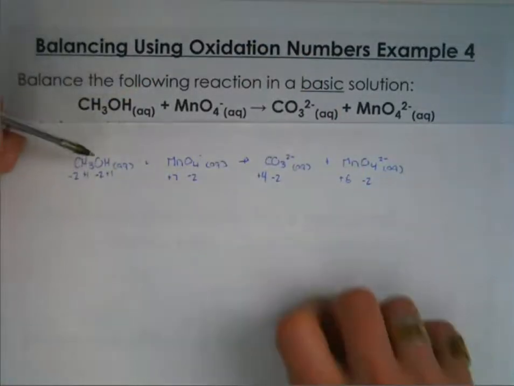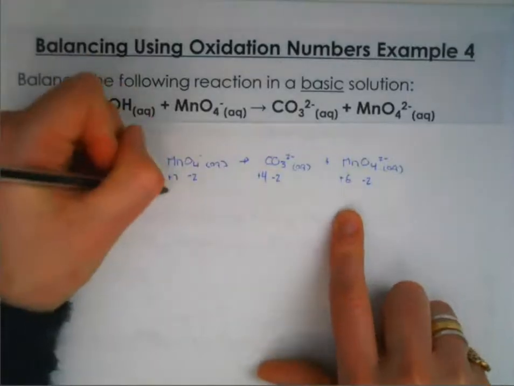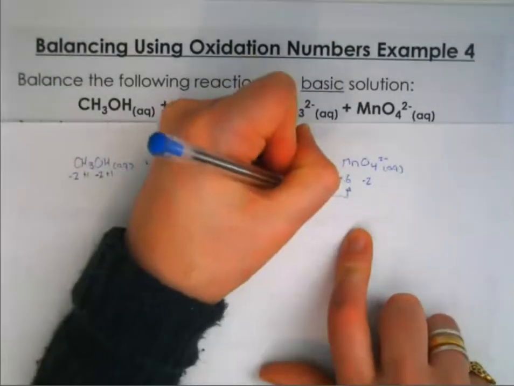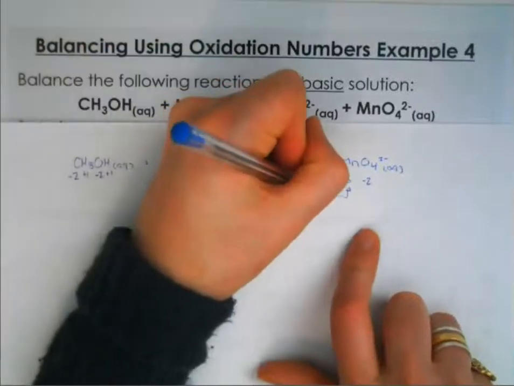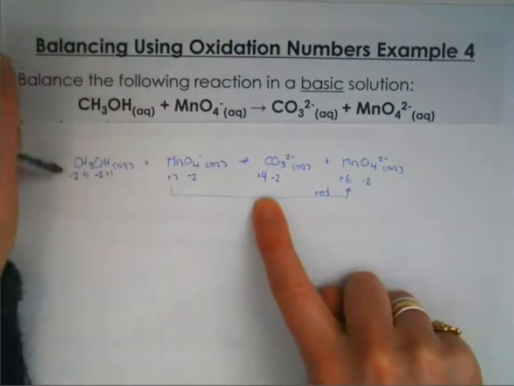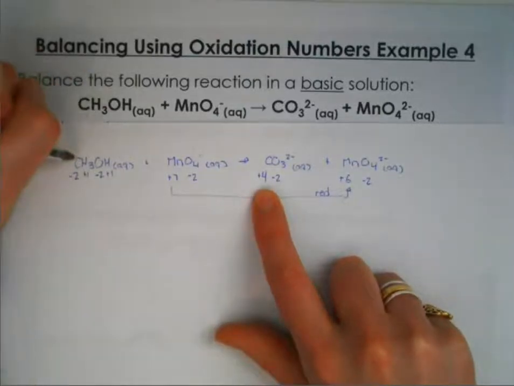Looking at our changes that we see, it's pretty safe to say manganese will be 1. So it goes from +7 down to +6. So remember, if the oxidation number decreases, we're looking at a reduction. And what else do we have? Carbon, maybe? Carbon is -2 to +4.